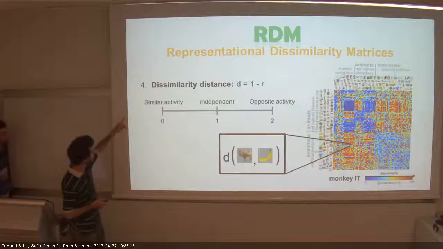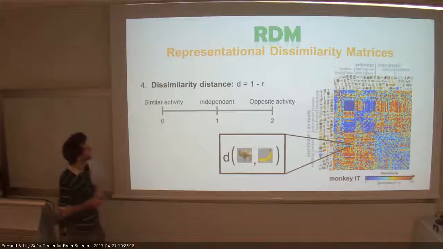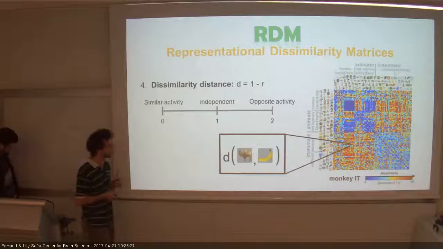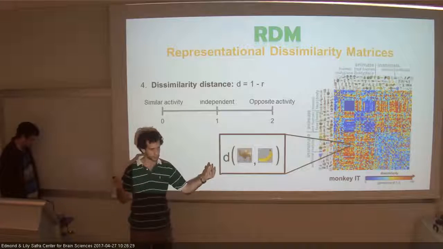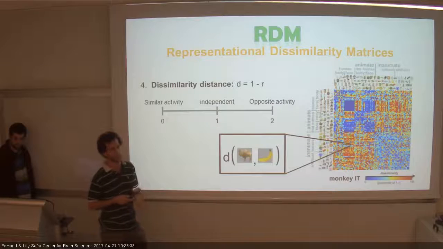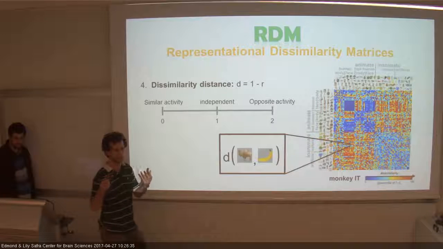another way to do it, we just define the dissimilarity distance, which is basically 1 minus R, and this ranges between 0 and 2. 2 is opposite activity, 0 is similar activity, and 1 is sort of independent activity. So when we take two stimuli and we compute the dissimilarity value between them, it basically means how much the response patterns are going to be dissimilar, less similar.